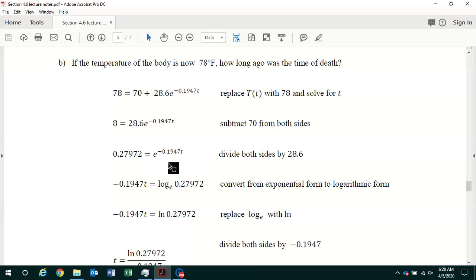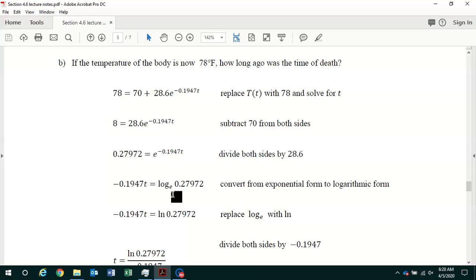This is an exponential equation. E is the base and minus 0.1947 t is the exponent, and 0.27972 is the value of the exponential. And so converting from exponential form to logarithmic form, we have the exponent minus 0.1947 little t is equal to log base e of 0.27972. Remember, the base of the exponential and the base of the logarithm are the same.